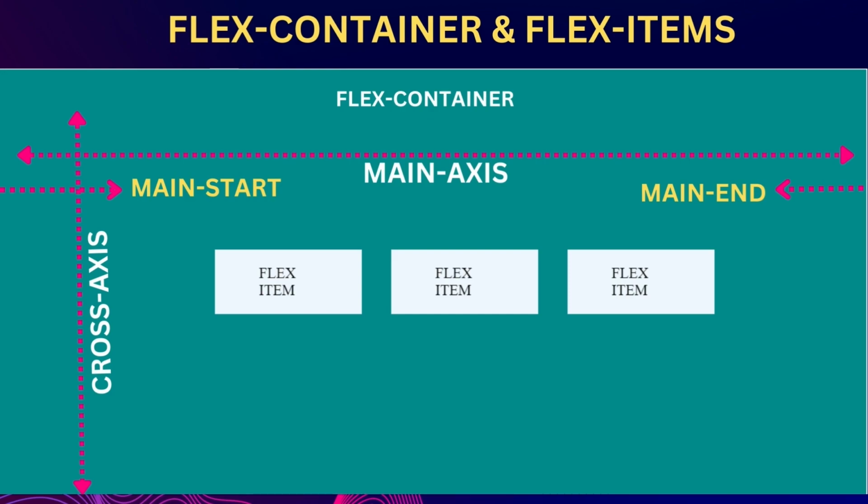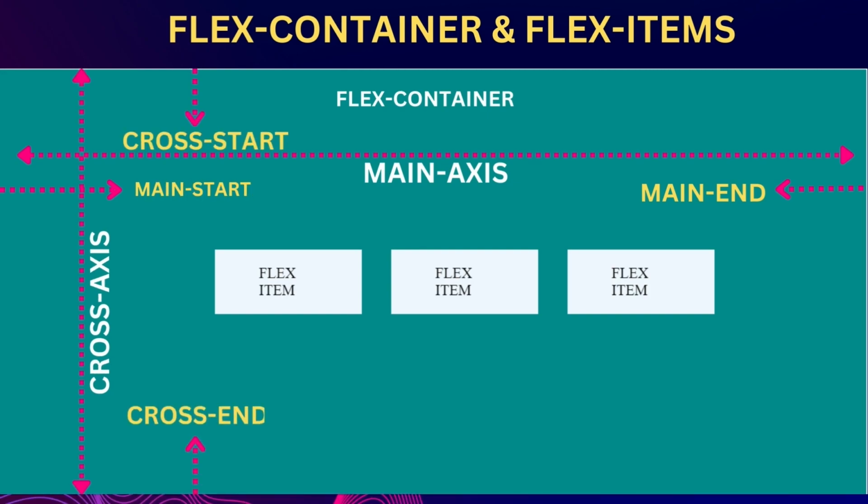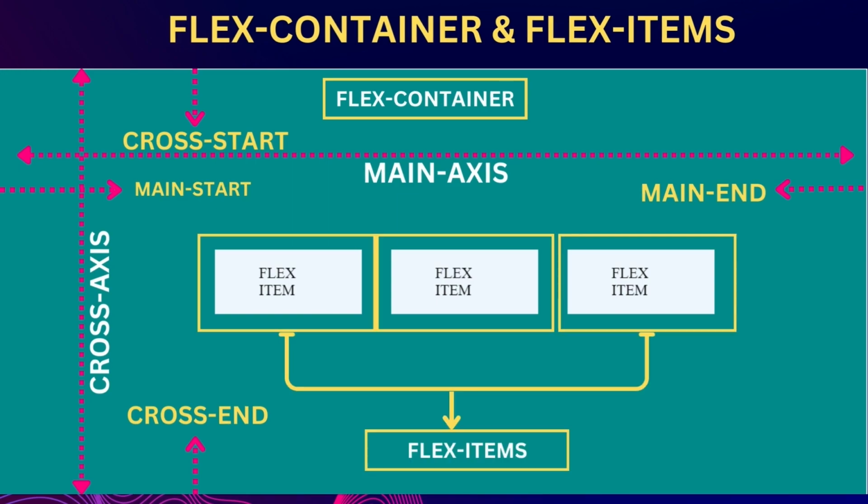Now the second one is the cross axis. The cross axis runs perpendicular to the direction of the Flex items layout. Its beginning and end points are called cross start and cross end. The parent element with the display flex property applied is denoted as the flex container. The elements organized as flexible boxes within the flex container are known as flex items.